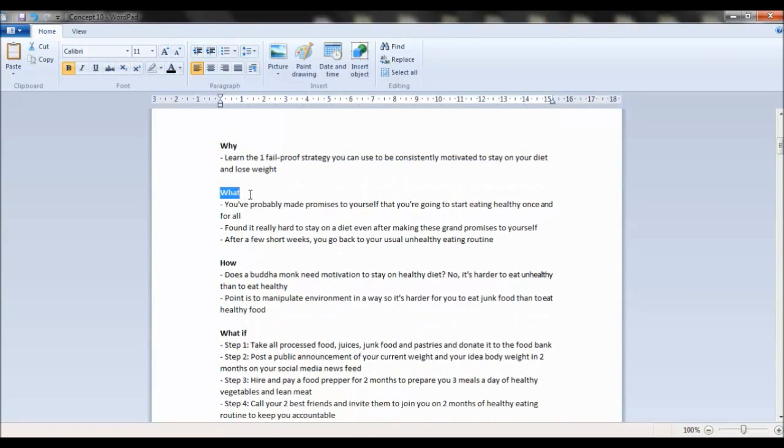And the what, which is getting on the same page with your audience, you'll say something like this. You've probably made promises to yourself that you're going to start eating healthy once and for all. You found it really hard to stay on a diet even after making these grand promises to yourself.